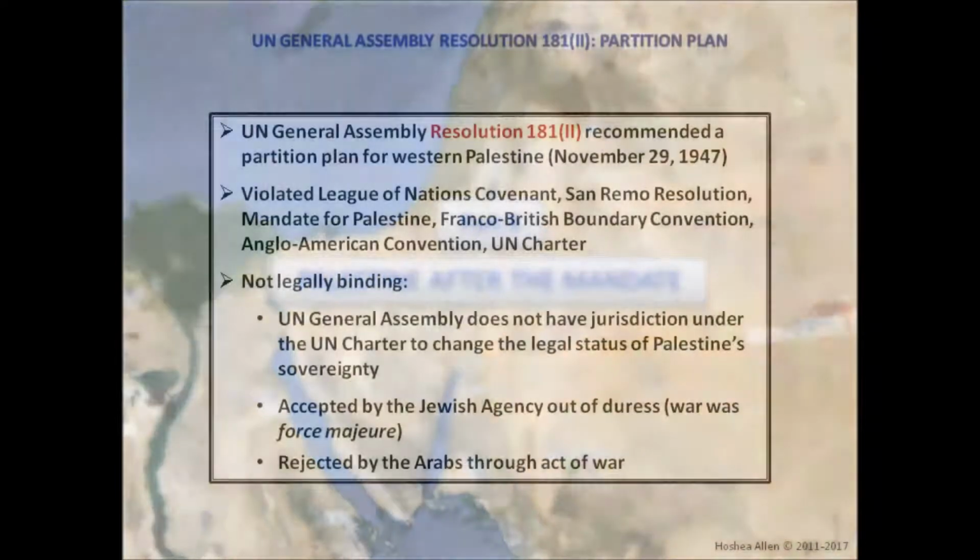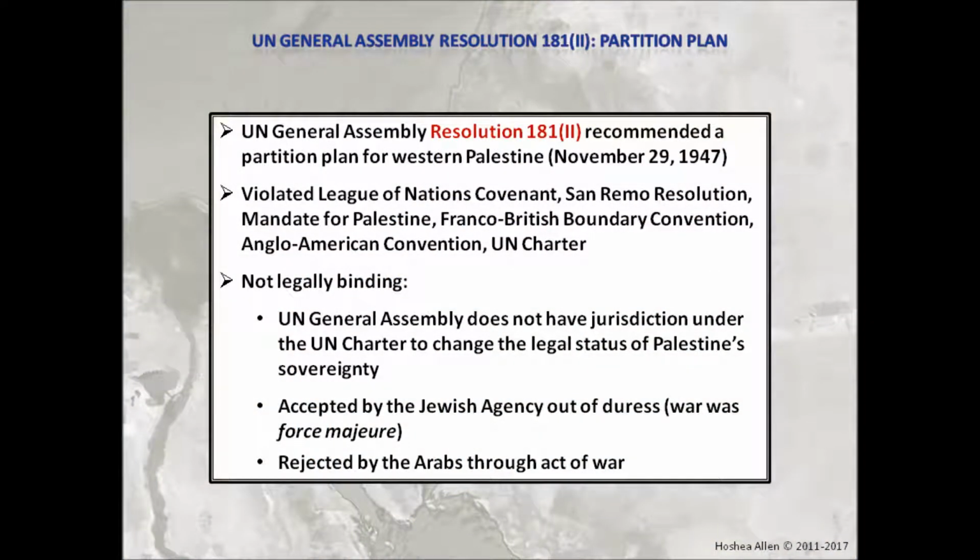Palestine. Shortly before British rule during the Mandate period came to an end, on November the 29th, 1947, the United Nations General Assembly passed Resolution 181, recommending, not mandating or forcing, but recommending that Western Palestine be divided even further, essentially attempting to create separate Arab and Jewish states west of the Jordan River.